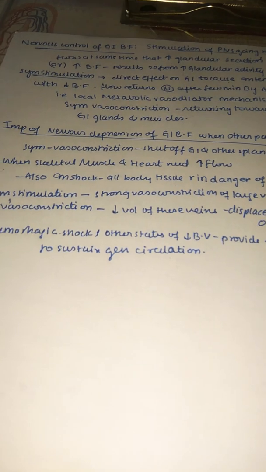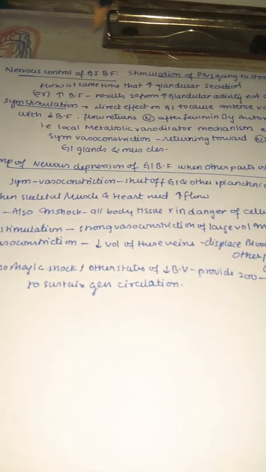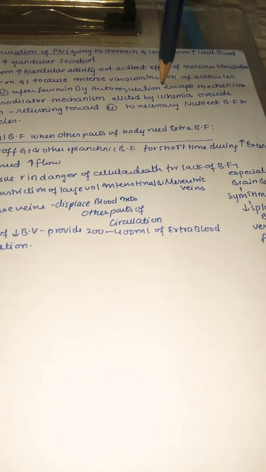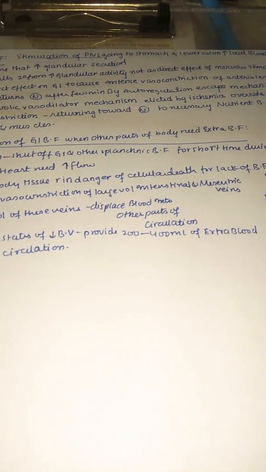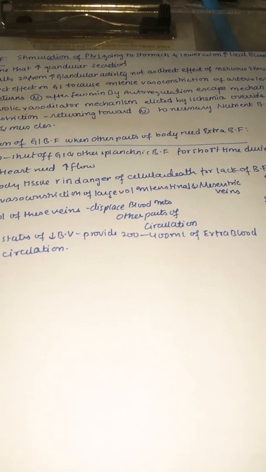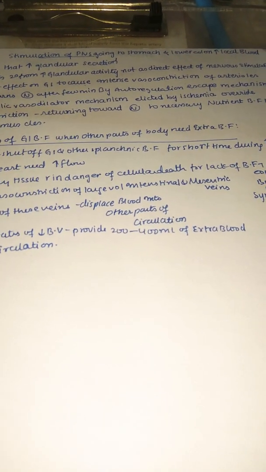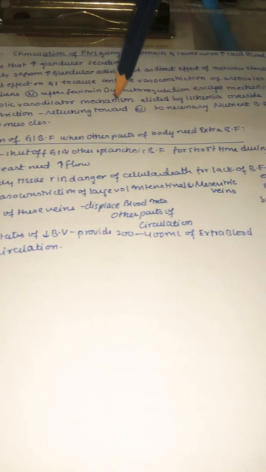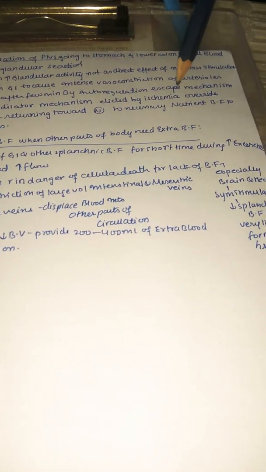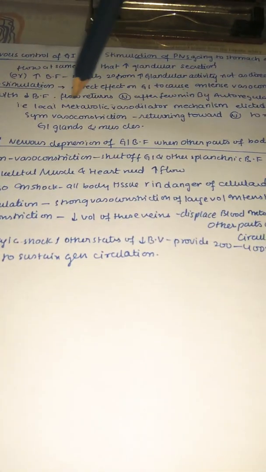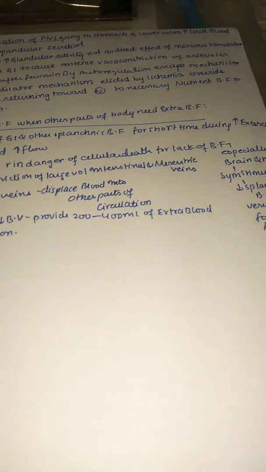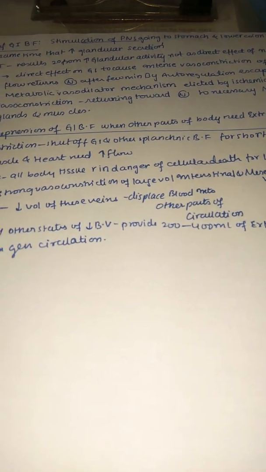Now let us see what happens with sympathetic stimulation. Whenever there is sympathetic stimulation, the direct effect on the GI tract is intense vasoconstriction of arterioles with a decrease in blood flow. Of course, if vasoconstriction takes place, blood flow decreases, and the flow returns to normal after a few minutes by the autoregulation escape mechanism, that is, the local metabolic vasodilator mechanism, which is mainly elicited by ischemia, overrides the sympathetic vasoconstriction and returns toward the normal, necessary nutrient blood flow to the GI glands and also muscle cells.